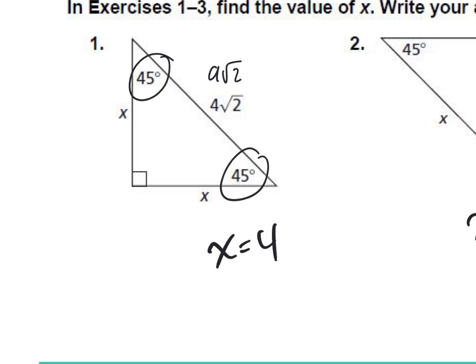So Hayden's saying if this is 45, 45, 90, this has to be a times the square root of 2. In other words, whatever this side length is times the square root of 2. Do you guys agree? And this is 4 times the square root of 2. So a clearly has to be 4, right? So that means x is equal to 4 over here and x is equal to 4 over here. Very good. Okay?